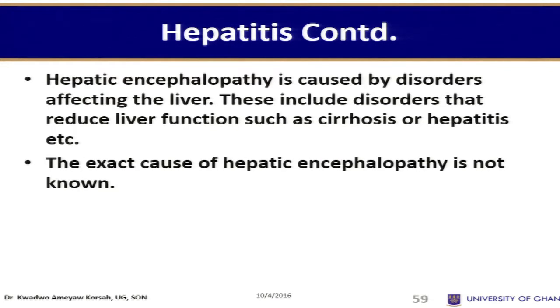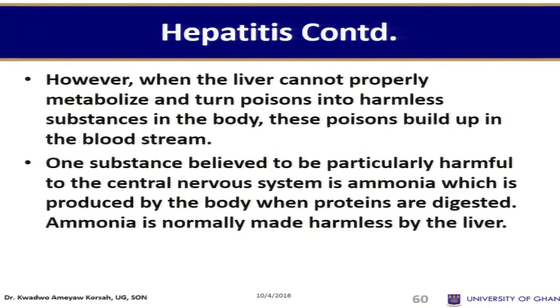Hepatic encephalopathy is caused by a disorder affecting the liver, including disorders that reduce liver function, such as cirrhosis or hepatitis. The exact cause of hepatic encephalopathy is not known. However, when the liver cannot properly metabolize and turn poisonous substances into harmless substances in the body, these poisons build up in the blood. One substance believed to be particularly harmful to the central nervous system is ammonia, which is produced by the body when proteins are ingested.